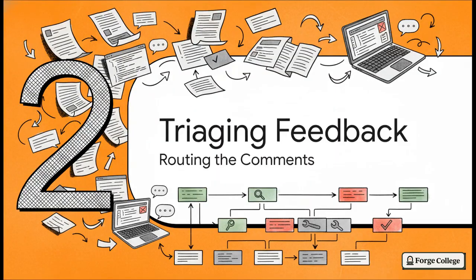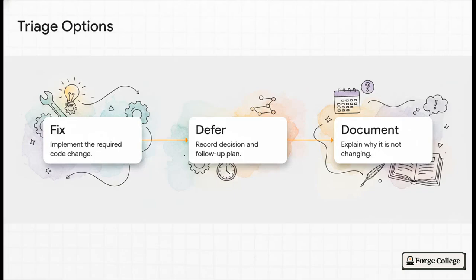Moving on to Section 2. Triaging reviewer feedback. Routing the comments. Look, getting a massive wall of feedback can absolutely trigger the developer stages of grief. We've all been there. But we have a highly systematic way to handle it. Every single comment gets sorted into one of 3 operational buckets during a single working session.